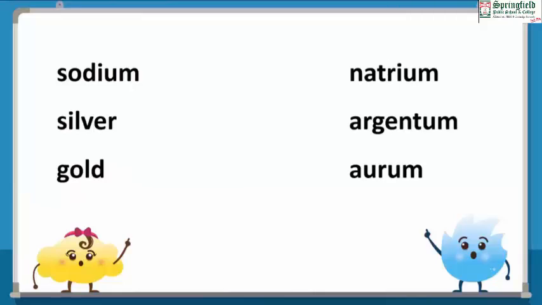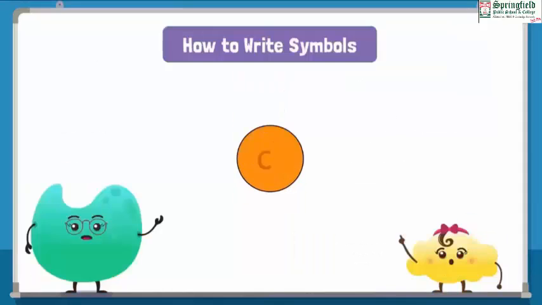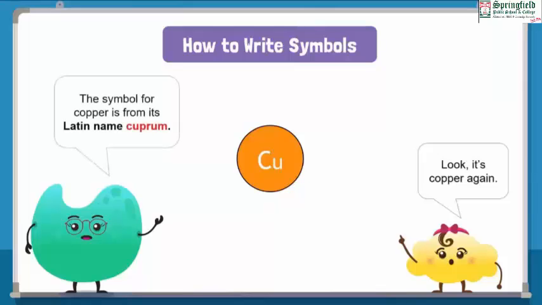So, it's Na for sodium, taken from the Latin name natrium. Ag for silver, taken from its Latin name argentum. And Au for gold, taken from its Latin name aurum. Don't worry, you'll get there. Keep in mind that when writing symbols, the first letter is always capital, whereas the second letter is small.